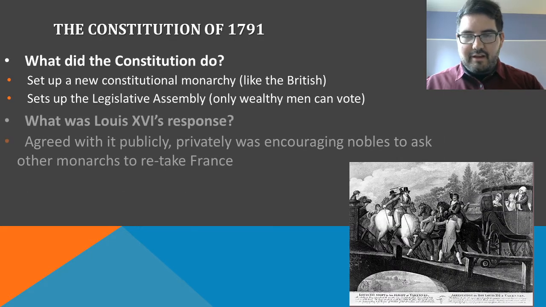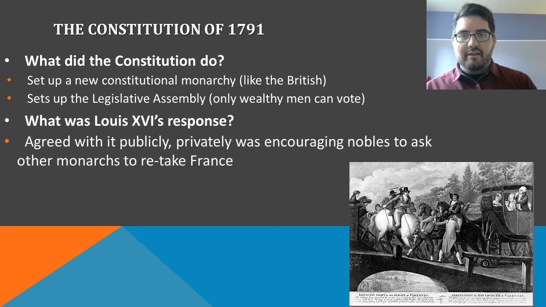The Constitution of 1791. So now they've been in power for 2 years. Remember, 1789 was our key year. This is the Constitution of 1791, just a little bit later. So the king is still around, but he no longer has the powers that he used to. They now have set up a constitutional monarchy, sort of like what the British have, where technically you have a monarch, but they don't have absolute power anymore. The power is really in the legislature.